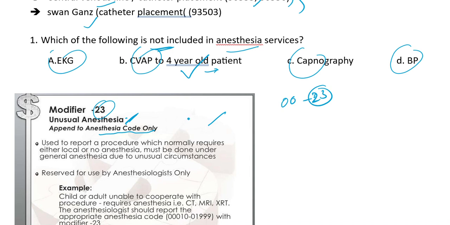So see the example here. A child or adult unable to cooperate with a procedure requires anesthesia, such as CT, MRI, X-ray. The anesthesiologist should report the appropriate anesthesia code with modifier 23.